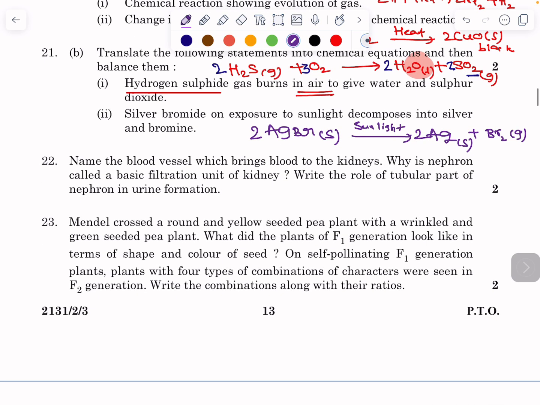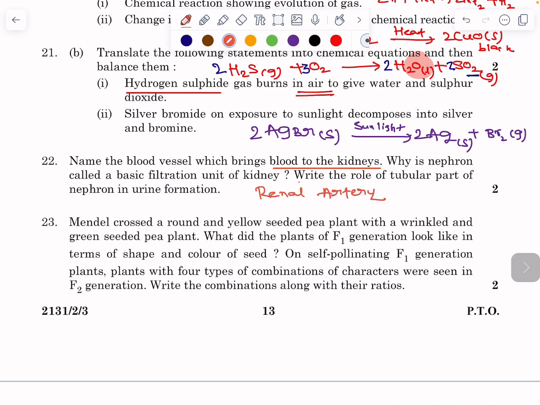Okay, next question, name the blood vessel which brings blood to kidneys. That is the renal artery. Why is the nephron called a basic filtration unit of the kidney? Because the nephron filters the blood in the kidney, removing nitrogenous waste and uric acid from it. That's why we call it the basic filtration unit of the kidney.